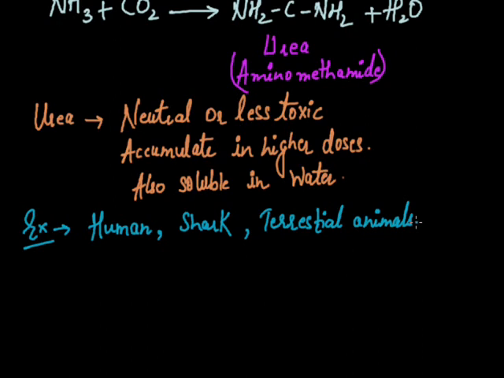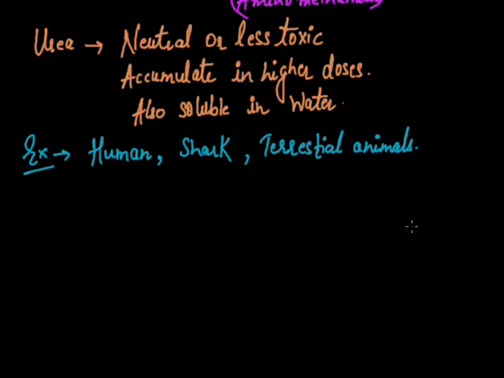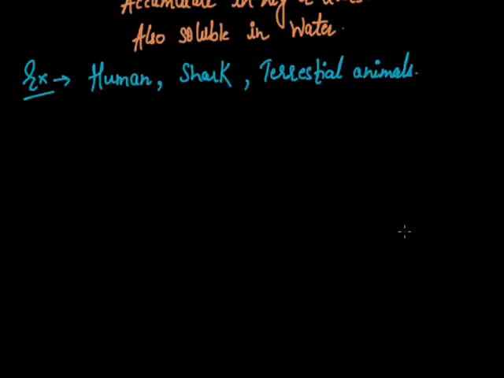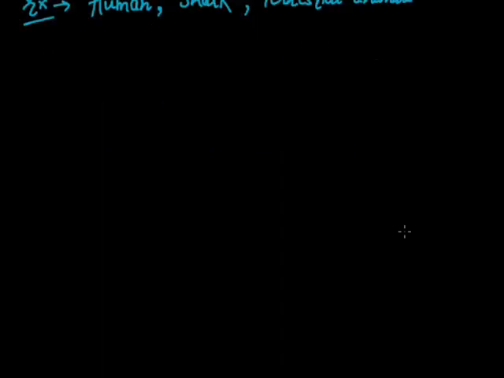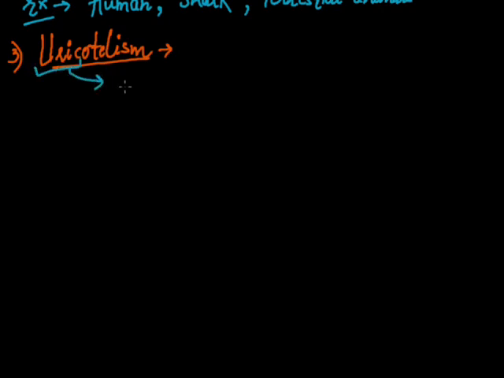It is not compulsory that all the terrestrial animals secrete urea. Mostly terrestrial animals secrete urea. Now after this, third we will deal with uricotelism. Here again, as the word suggests, urico, that is here uric acid elimination as a nitrogenous waste.